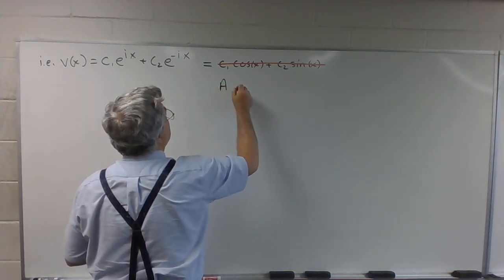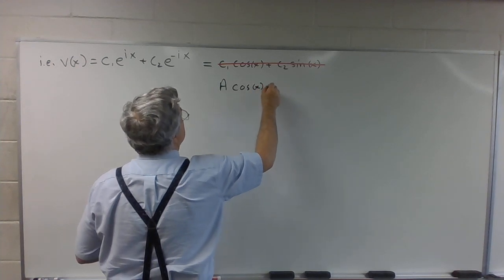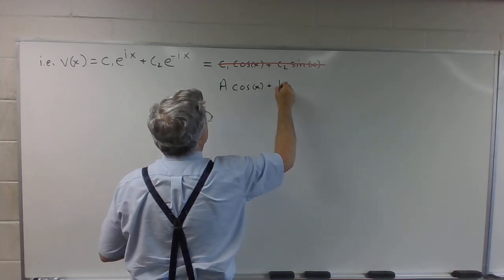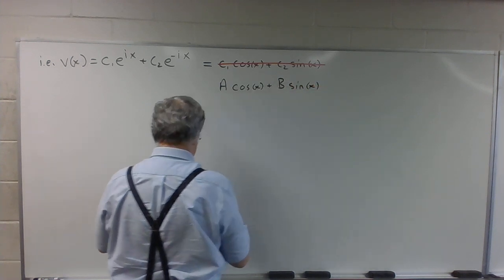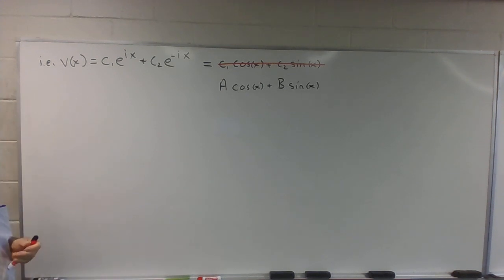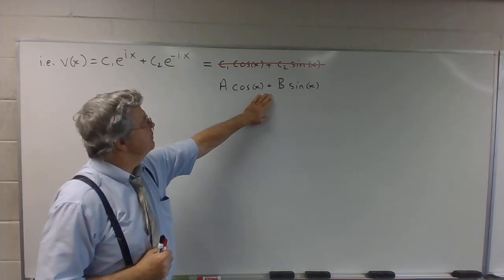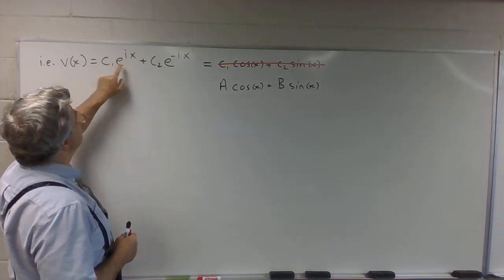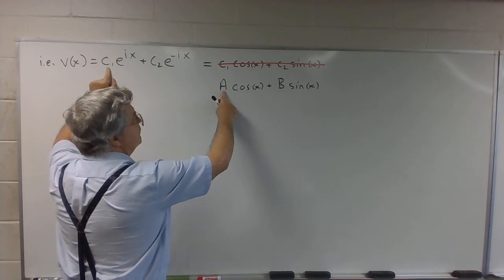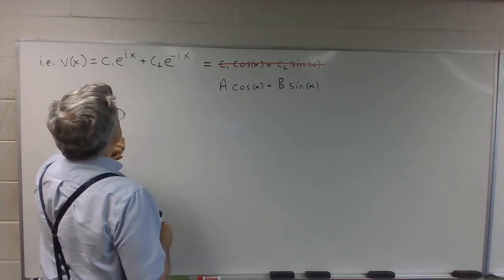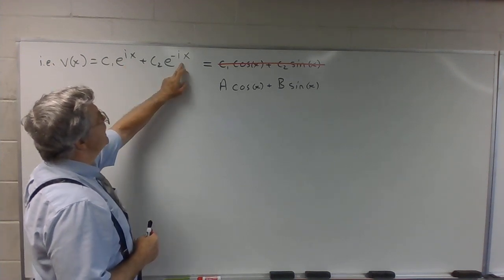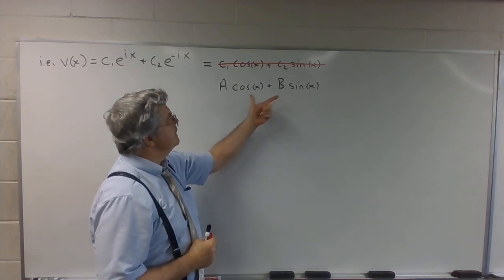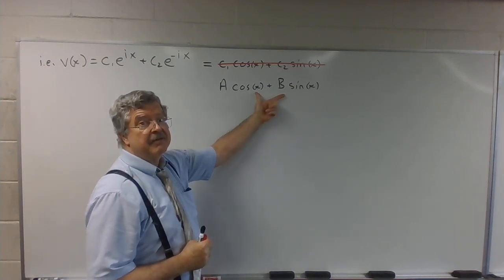Instead of C1, I'll say A, where A is some constant. And I'll say B sine of x, where B is some constant. So I am saying that these two things are the same, but the coefficient of e to the ix is not going to be the coefficient of cosine x. I'm just saying that any linear combination of e to the ix and e to the negative ix is equal to some linear combination of sine of x and cosine of x.